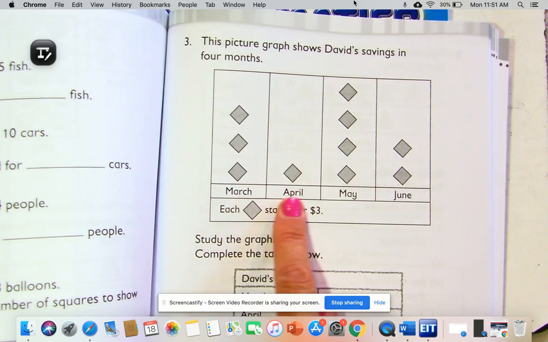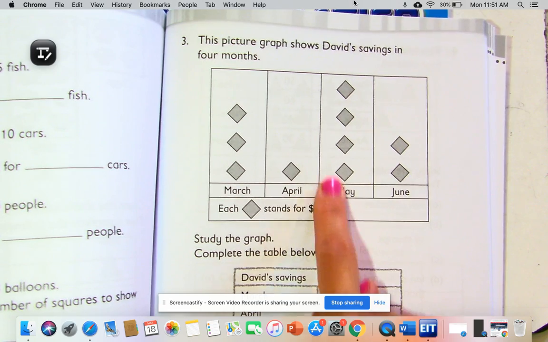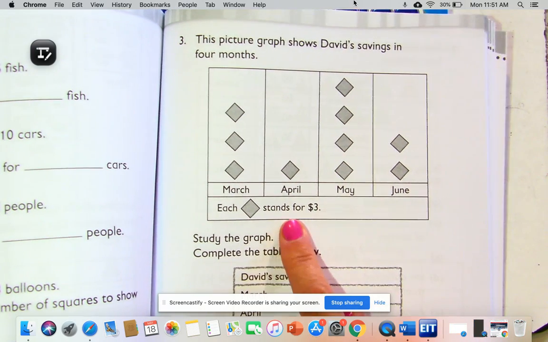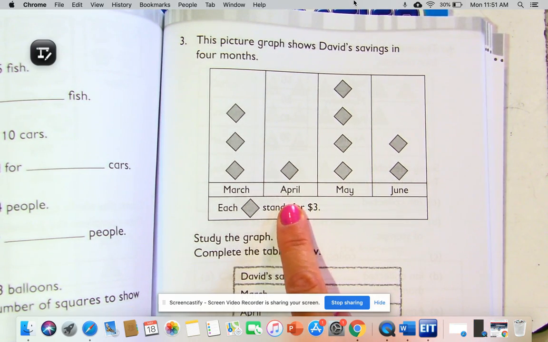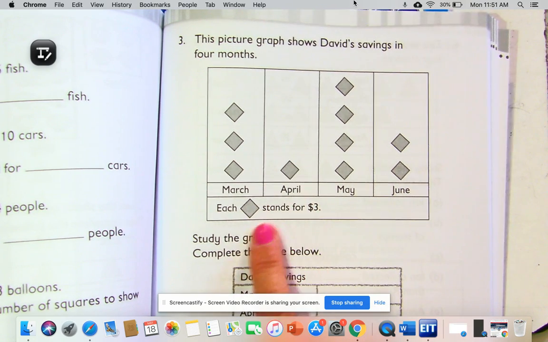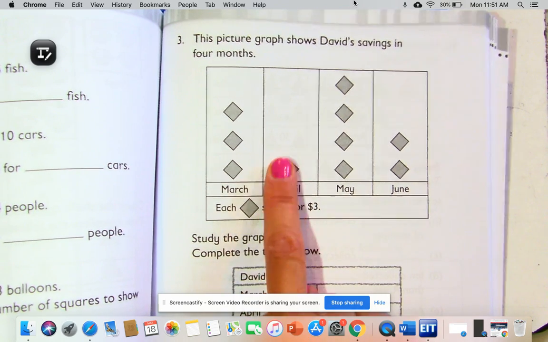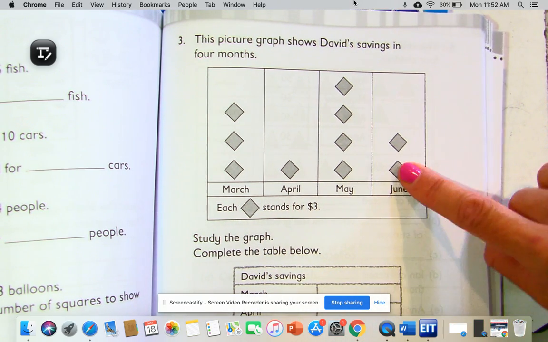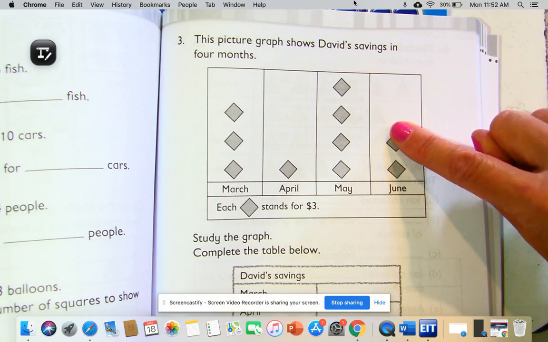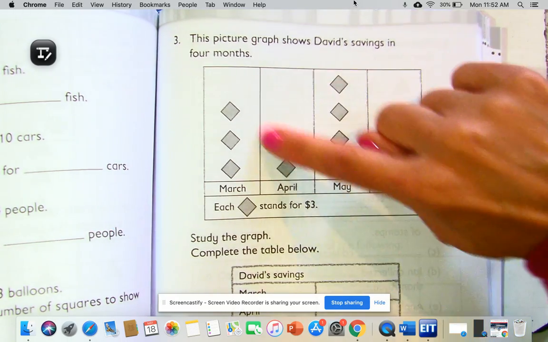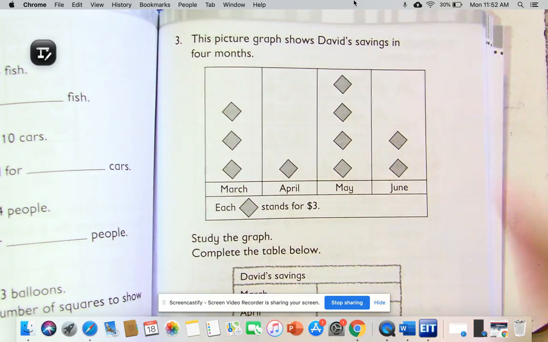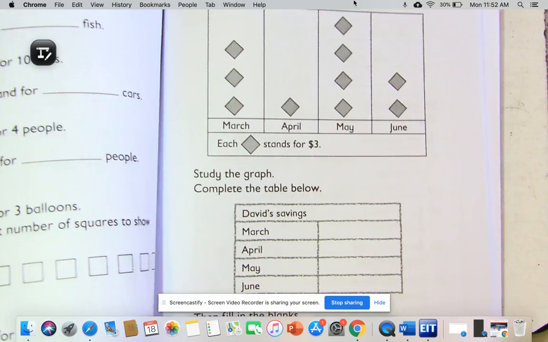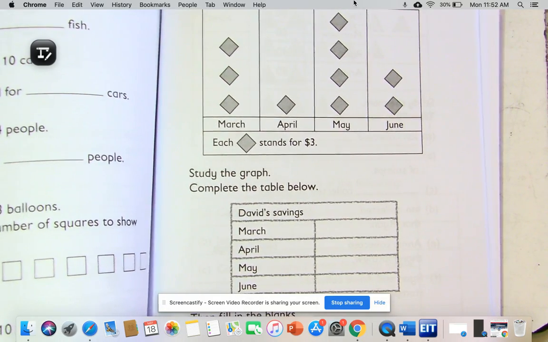If I were you, I would probably write the money that he saved right above it. So like right here, for April, I know that David saved $3 because there's only one of these diamond shapes, $3. I can look over here and I can say, oh, June, I know would be $6. And I would just write $6 right here. That kind of helps me. I like to write the amount right by it. All right, and then we're going to complete the table below.